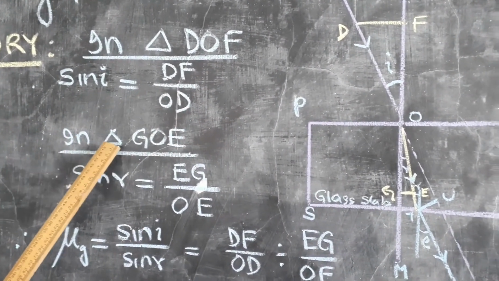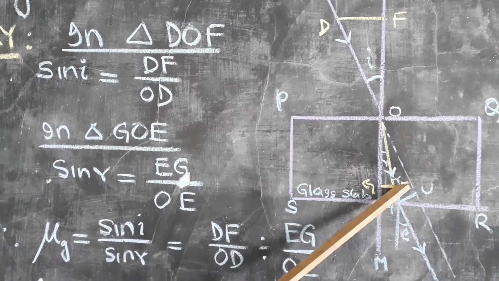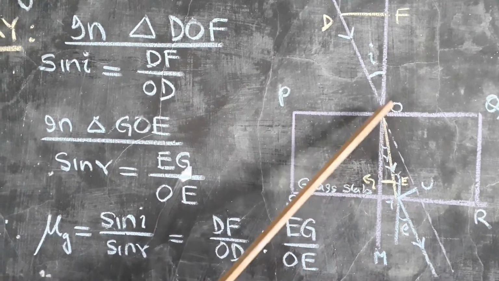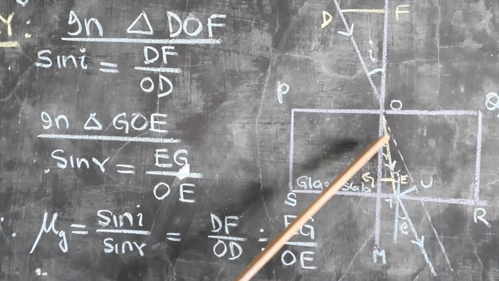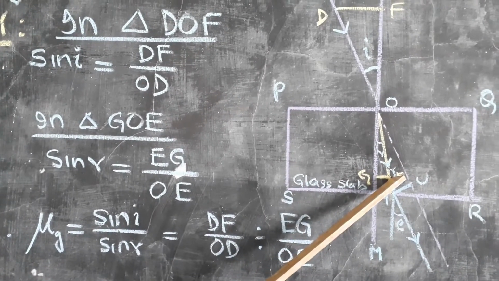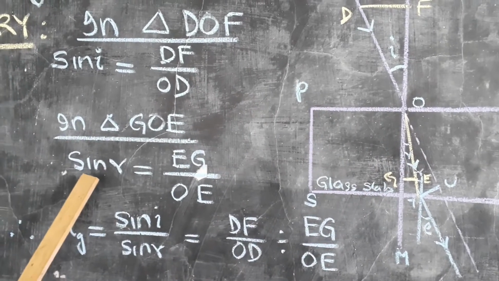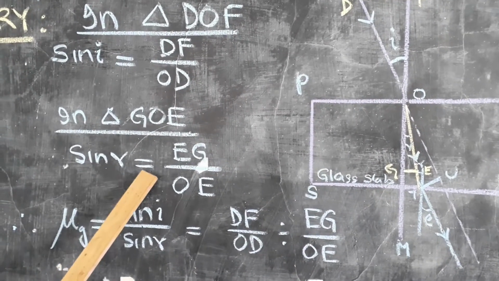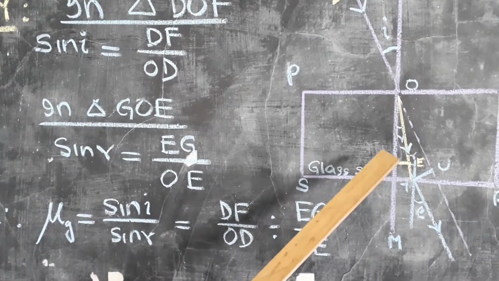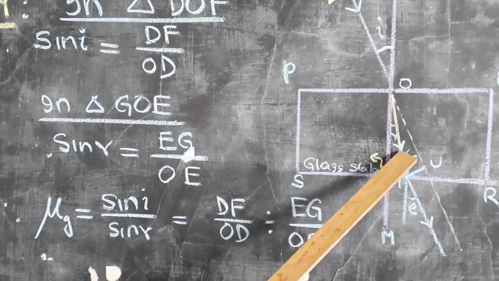Similarly, in right angle triangle GOE, here also angle EGO is 90 degrees, that means OE is the hypotenuse, and GE is the perpendicular if you are taking r as the acute angle. Here you can see sine of angle of refraction is equal to perpendicular divided by hypotenuse. So here the perpendicular is EG and the hypotenuse is OE, right.